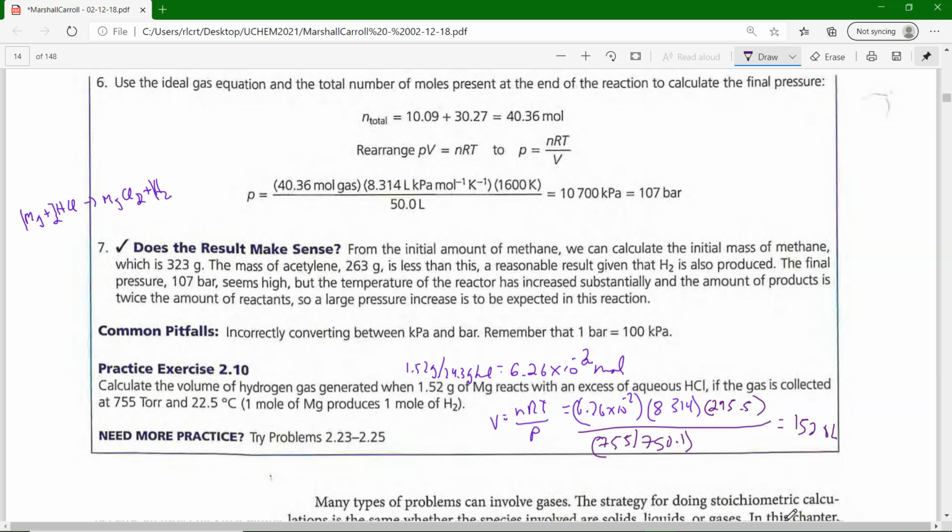So 755 times 133.3 out of 1,000, right? Because it's got to be kilopascal. So let's try one more time. 6.26 by 10 to the minus 2 times 8.314 times 295.5 divided by 0.755 times 133.3, 1.53 liters, yeah. So I did the wrong conversion there.